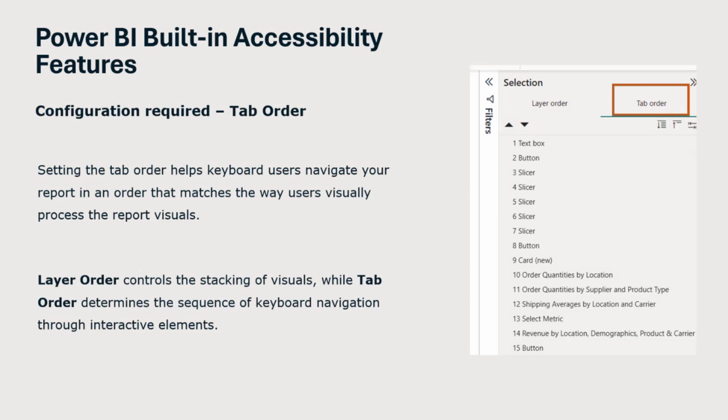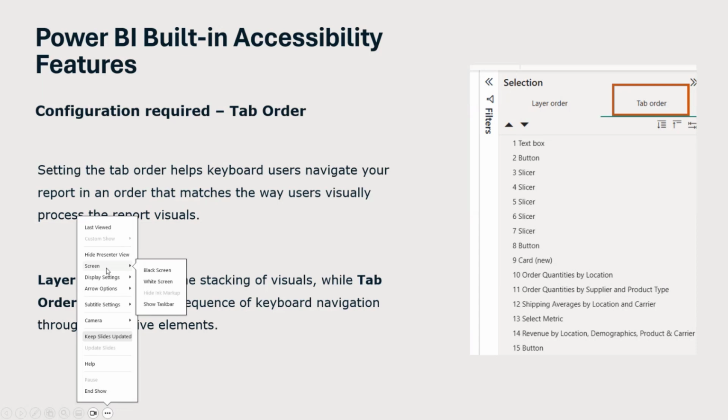Layer order controls the stacking of visuals, while tab order determines the sequence of keyboard navigation when you move through the interactive elements by using the tab key only. So if you don't use the mouse to navigate the report, I'm going to show you how we can configure that.